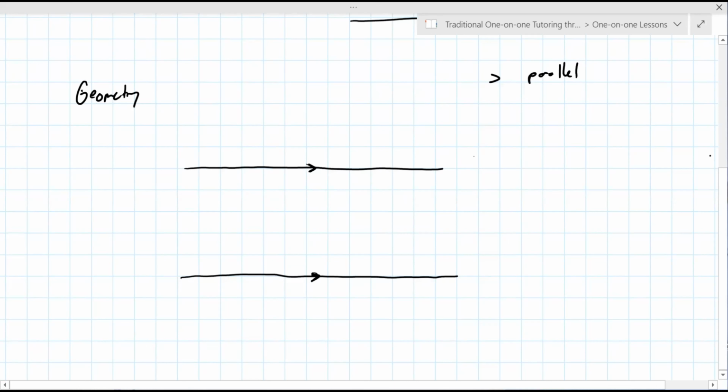Okay. So this is considered line 1, and this is considered line 2. Now this is the new part, and this is the geometry part. So this is a third line. This is line 3. Okay. And it's given a special name. It's called a transversal.